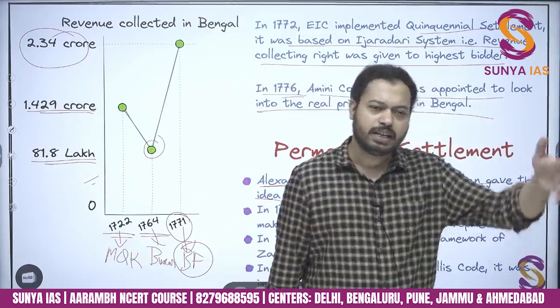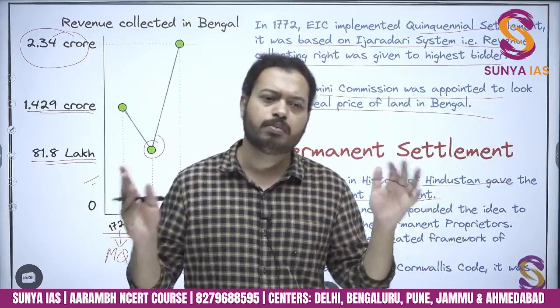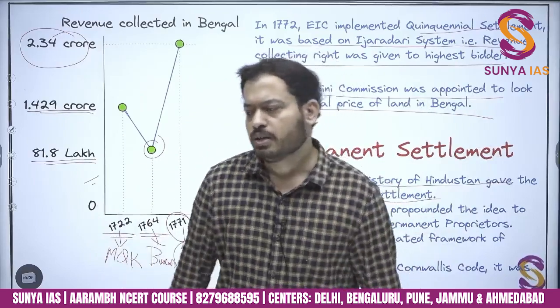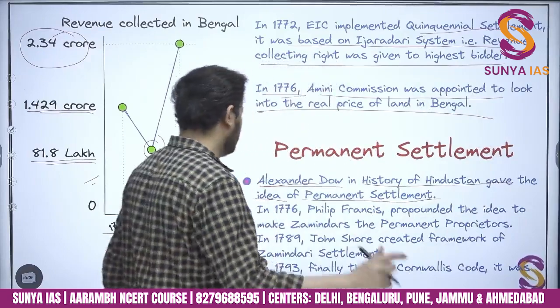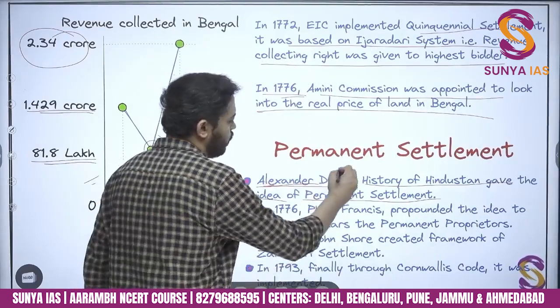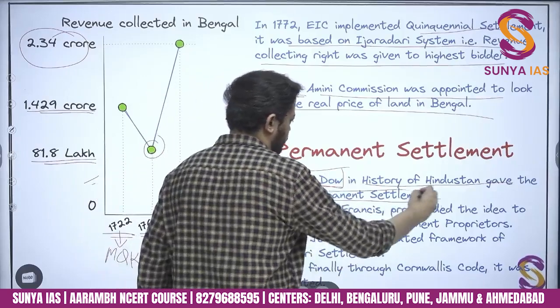Whatever understanding he was able to reach about how the revenue system worked in India, he thought permanent settlement is a basic idea. Now, what is this permanent settlement? I'll explain this thing in a minute. First, you go through this hierarchy. So, Alexander Dow was the first person who came up with this idea of permanent settlement.